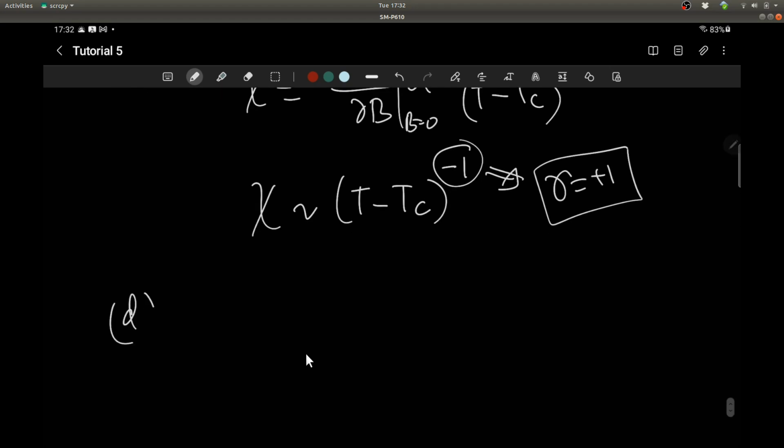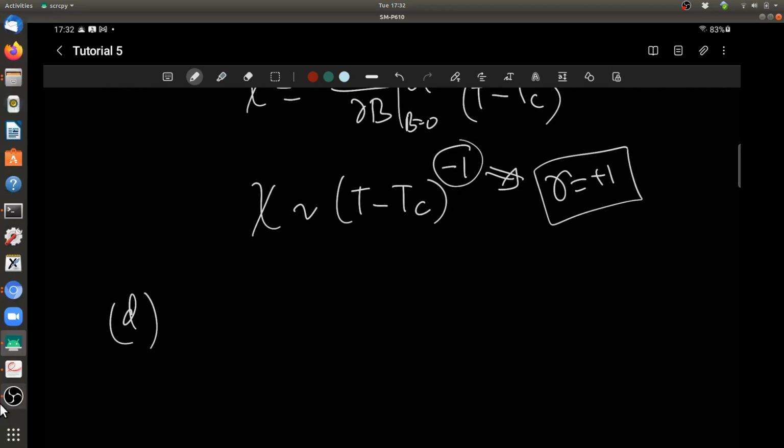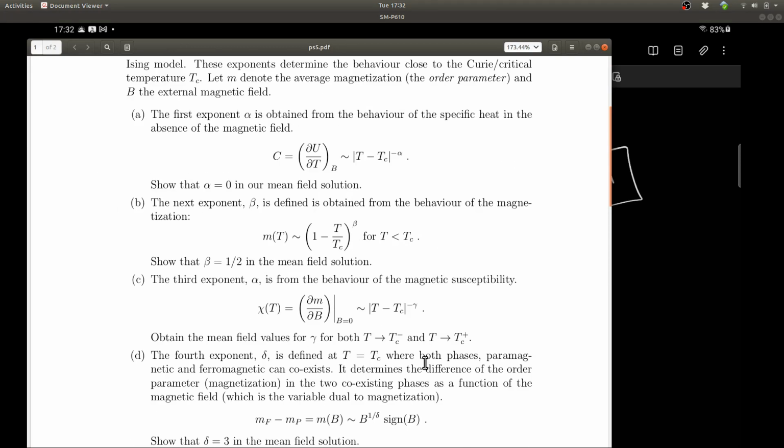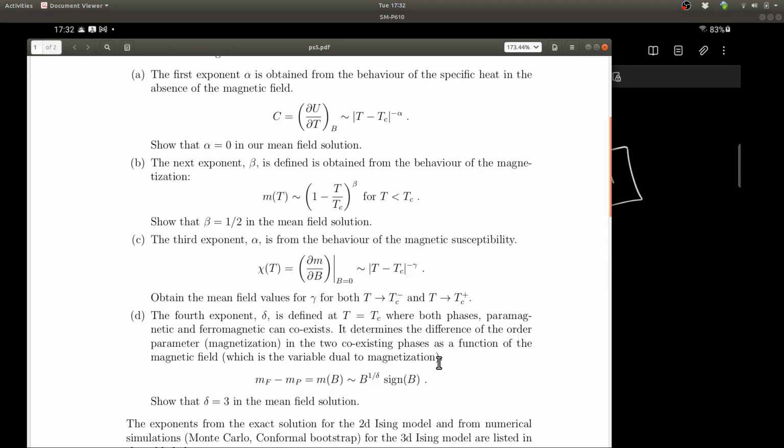So now we have to define the exponent delta. How was delta defined? Okay, give me a second. Let me look up the definition of delta, the fourth exponent.